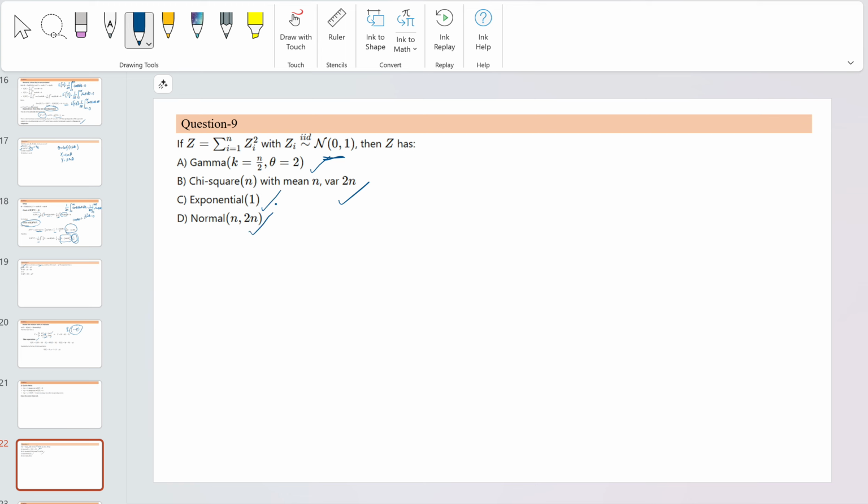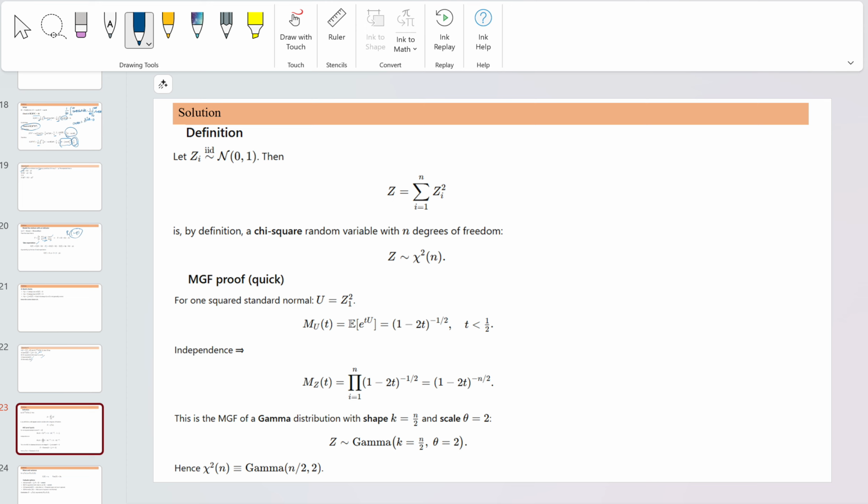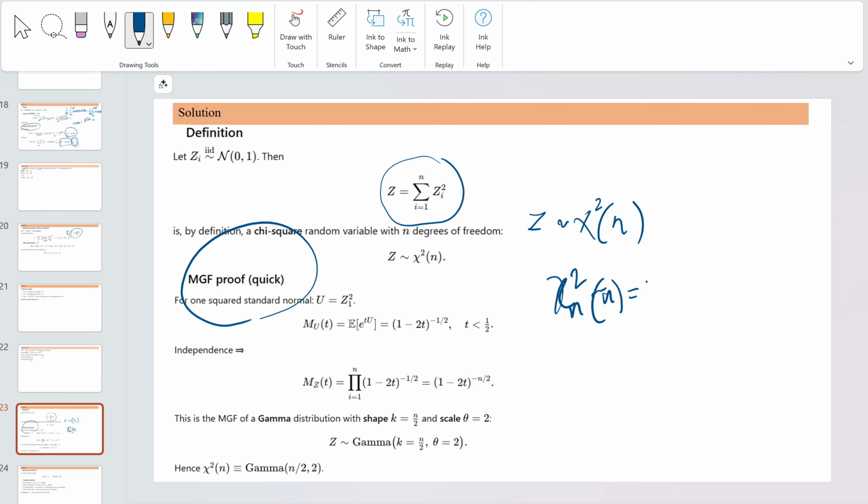Okay. So by definition, when you see the normal distribution (0, 1), Z is simply the sum of Z_i squared from i equals 1 to n, and by the definition of the chi-square, Z is simply chi-square of n. The MGF proof is simple, I'm not going into that, but chi-square n is equal to gamma of n/2 comma 2.